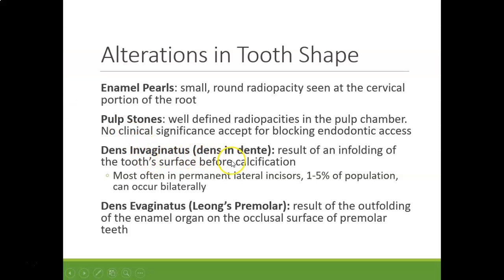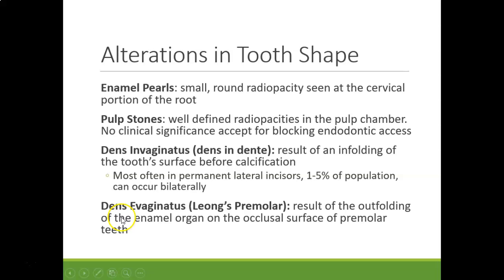invaginatus, or dens in dente. That is a result of an infolding of the tooth surface before calcification. So it almost looks like a tooth within a tooth. I think it's Latin or something, which basically means tooth within a tooth. It's most often in permanent lateral incisors, in 1 to 5% of the population, and oftentimes it will occur bilaterally.